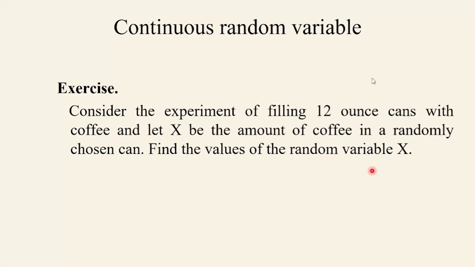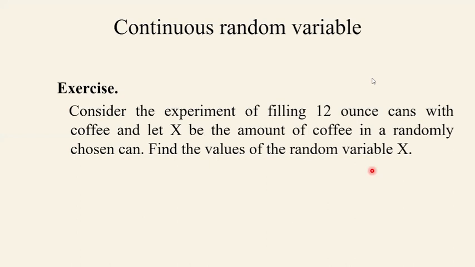So now we are taking a random variable and we define that random variable as the amount of coffee in a randomly chosen can. There are a lot of cans, and we are picking up one can and we want to identify how much coffee is in the picked can. So how can you describe the values for X? Is it a continuous random variable or a discrete random variable? Continuous. Right, continuous random variable.